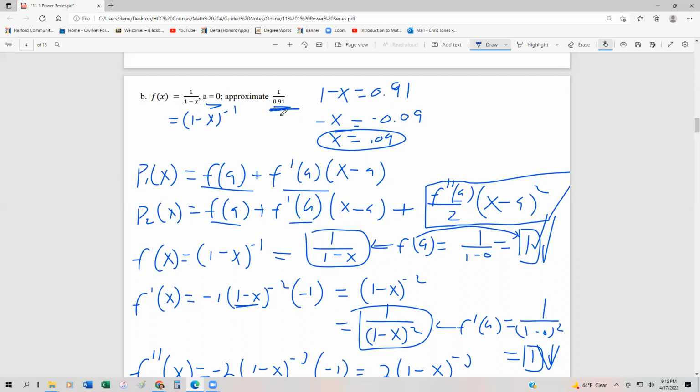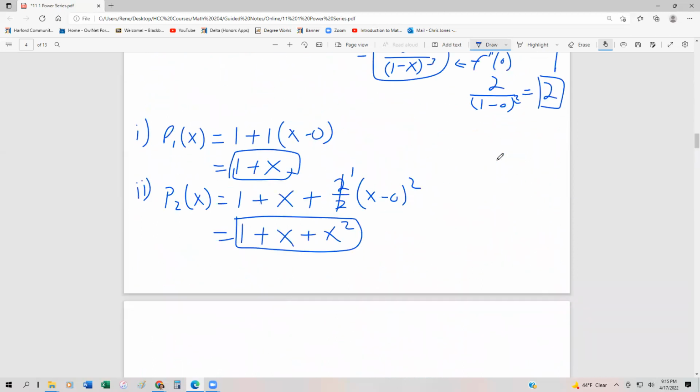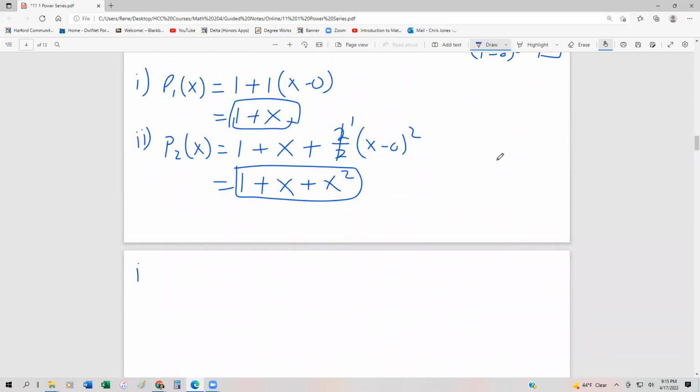And remember, the whole purpose is to be able to approximate 1 over 0.91. We said the distance is going to be 0.09 if we're centering about the origin, a equals 0. So this is what we're going to plug in for x. It's actually pretty easy to compute both P1 and P2. P sub 1 at 0.09 is equal to 1 plus x, or 1 plus 0.09, which is going to be 1.09.